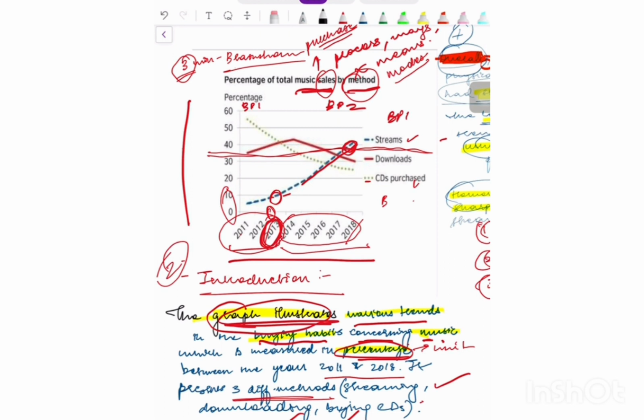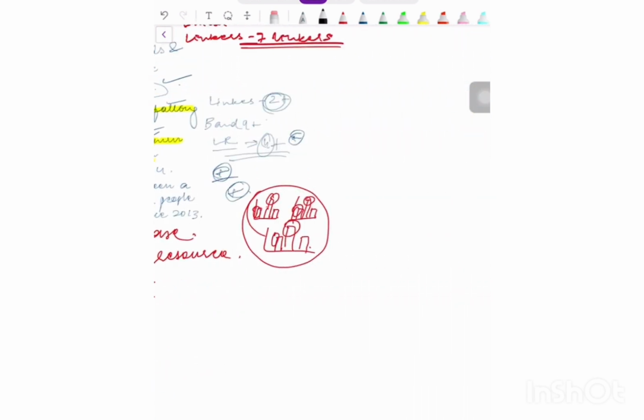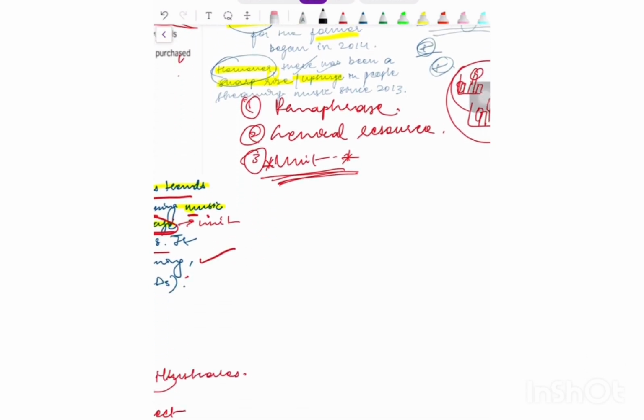So I think in 2011, we should start from this. Okay, so I will write the body paragraph here only. So body paragraph 1: in 2011, the majority of music sales were of CDs at 55%.